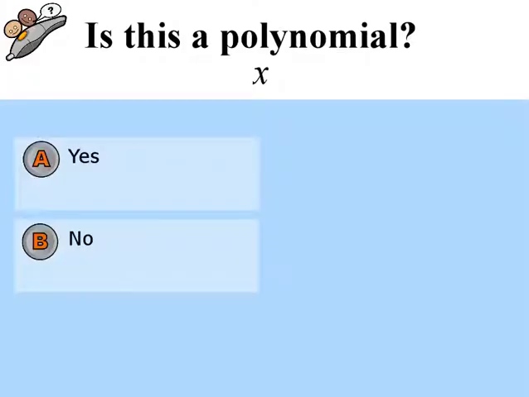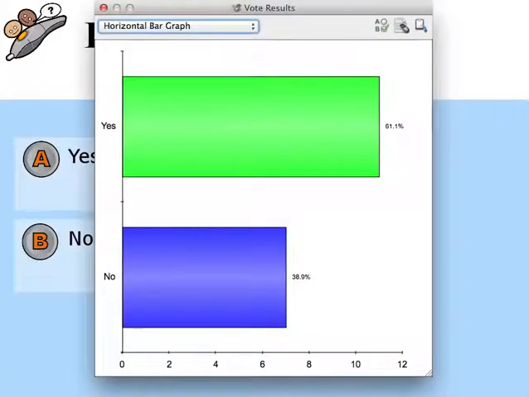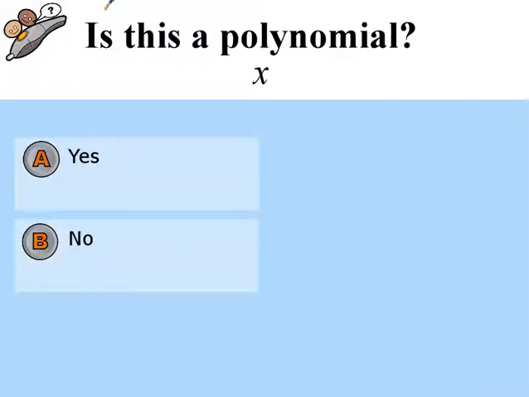So with that in mind, is this a polynomial? Yes or no? So I'm going to go ahead and send that to you. We'll see how you do. And the answer is yes. It's a polynomial. It's just x. Remember you can have x. You could have 3x, 2x. That is a polynomial. It's actually more specifically a monomial.